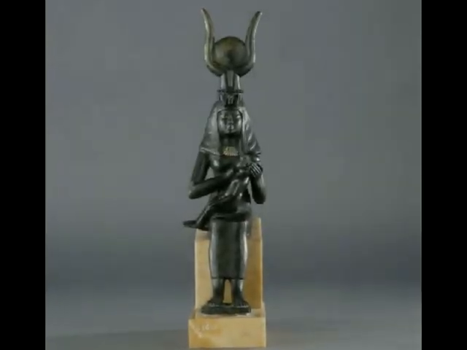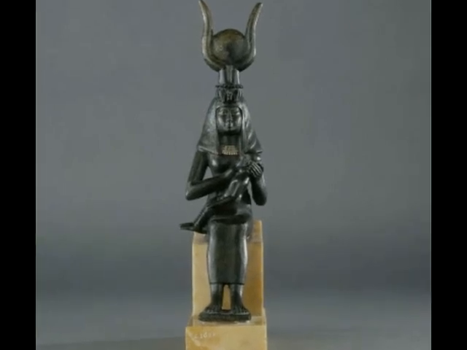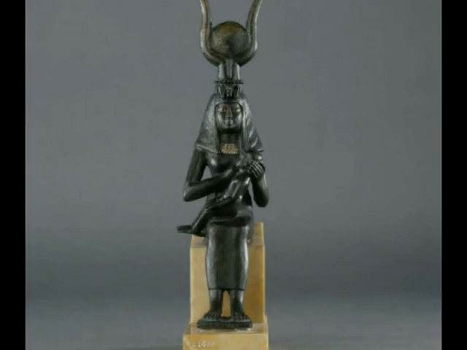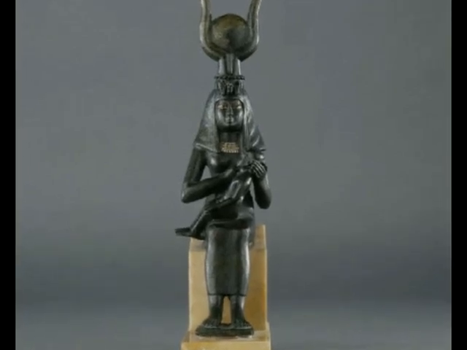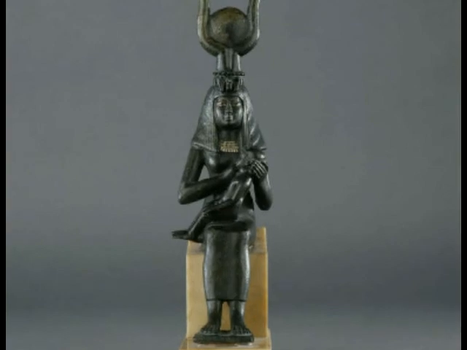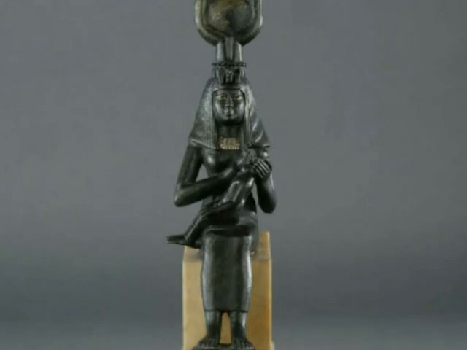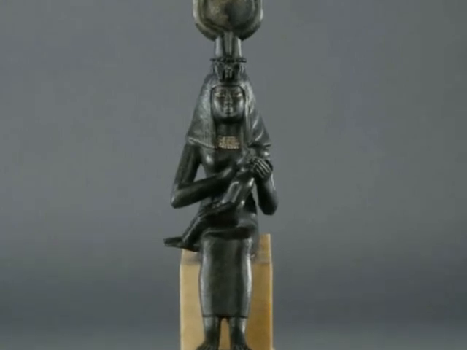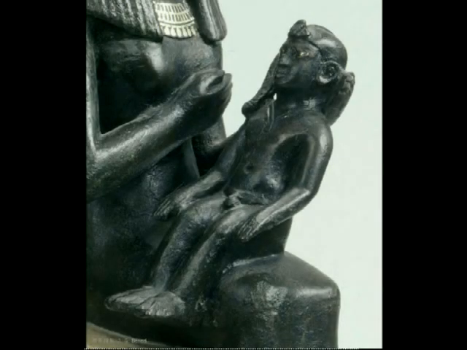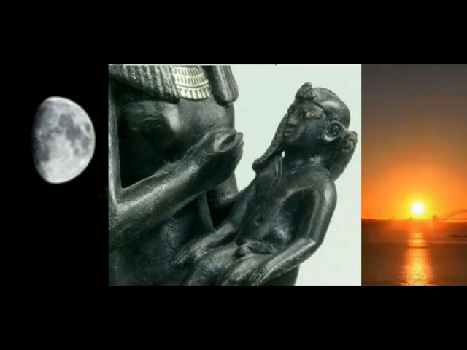This is a bronze statuette of the Egyptian goddess Isis, who was associated with the moon and was, in their belief system, the mother of Horus, the little baby that she's nursing. And Horus is the sun god. So the Egyptians thought that the moon was the mother of the sun.